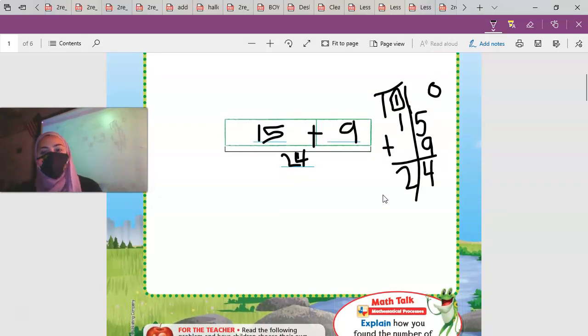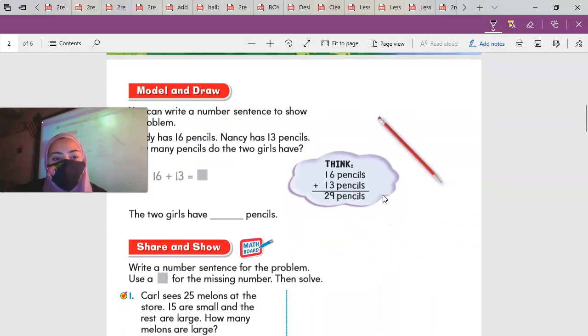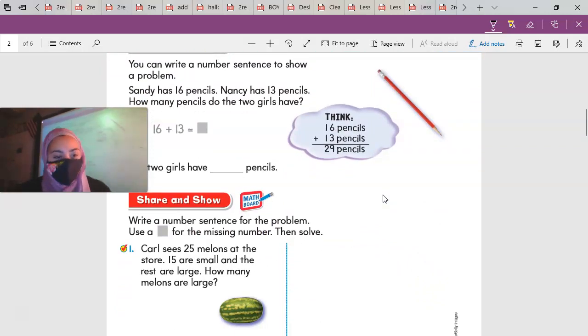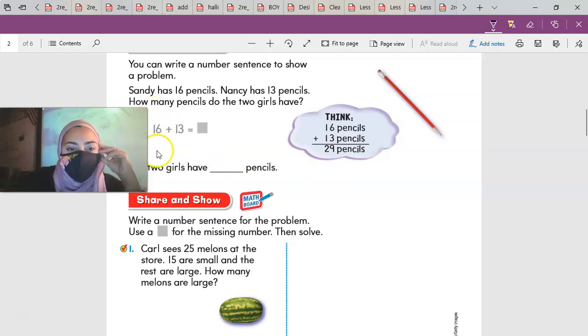Okay. Make sure you write this down, please. Now we're moving on. You can write a number sentence to show a problem. So we have word problems today, and we're writing number sentences to solve the word problem. So a number sentence is basically the math problem. Like this is a number sentence. 16 plus 13 equals empty box is a number sentence. So let's read the problem.